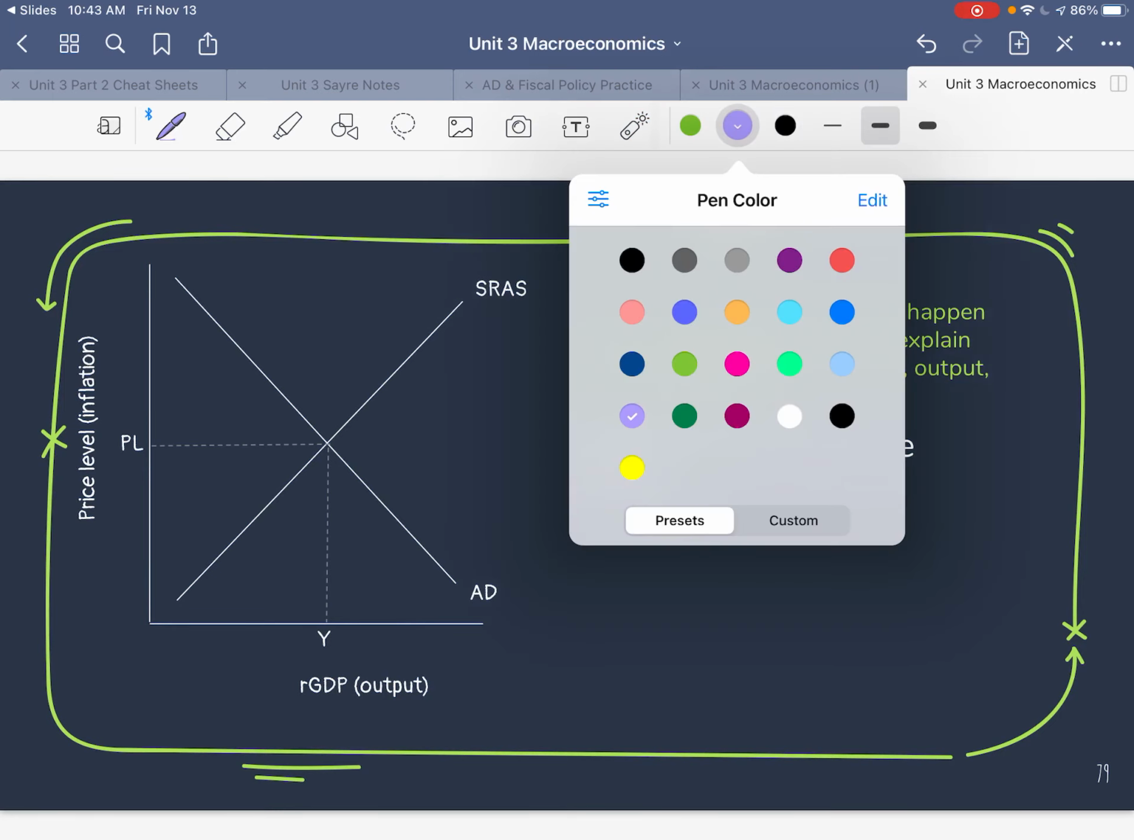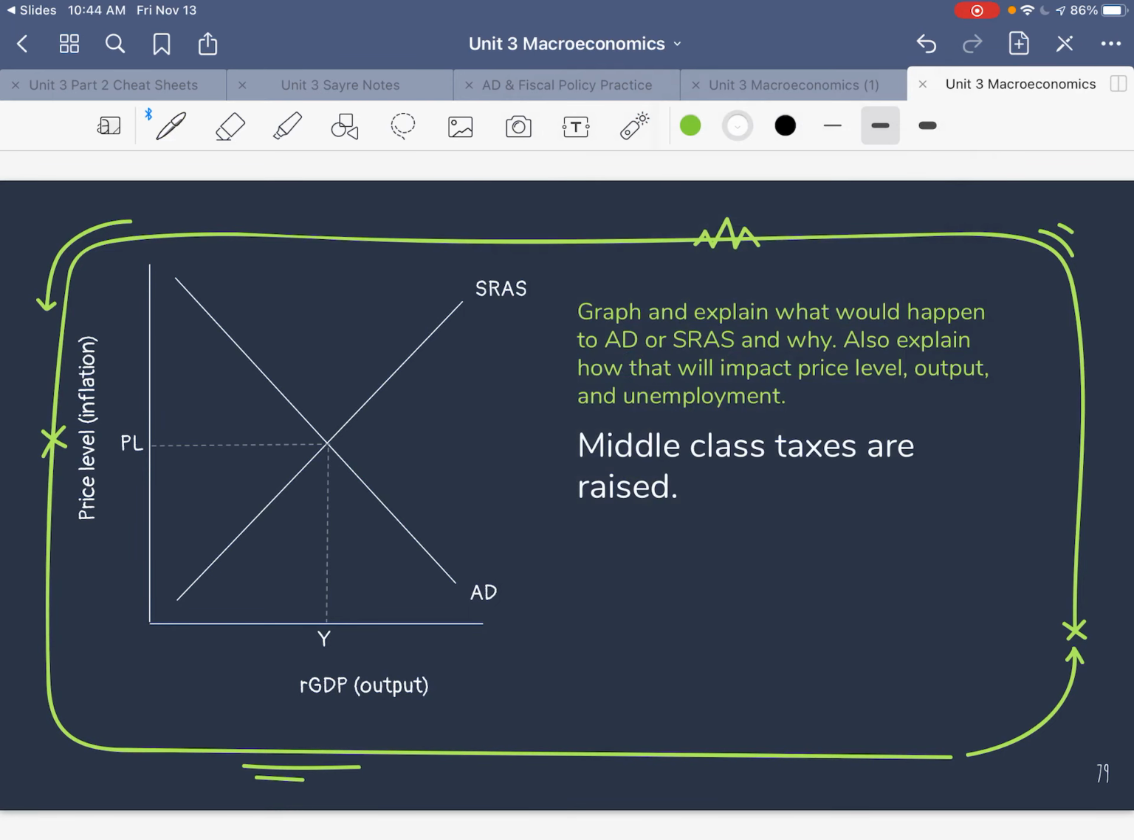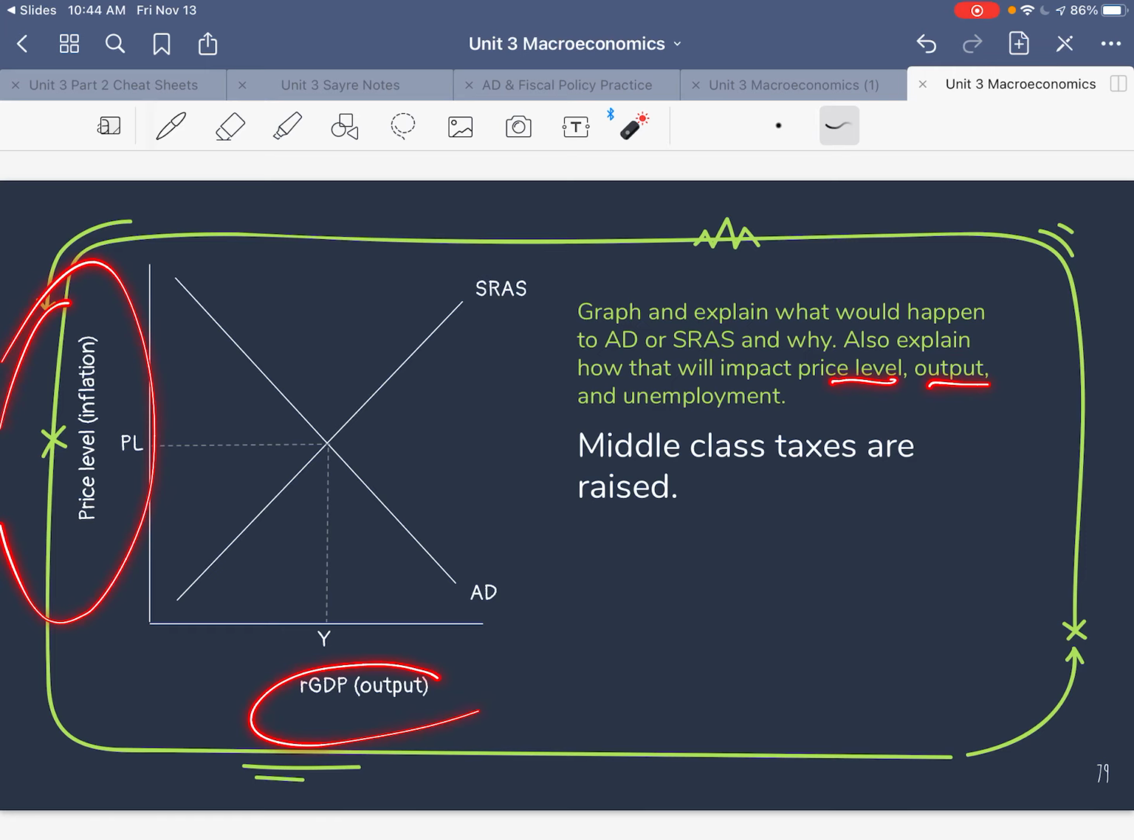So let's go for it. Let's figure it out. So, graph and explain what would happen to AD or SRAS. But you also need to say what would happen to price level. That's our y-axis. Output, that's our x-axis, and then unemployment. Remember, if output goes up, that means unemployment goes down. We have to make more stuff, so we need to employ more people. If output goes down, that means that we're not making as much stuff, our factories aren't doing as well, we start laying people off, and unemployment would increase.